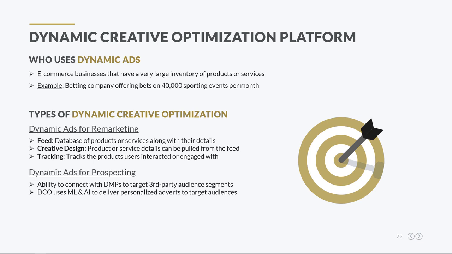Prospecting is the practice of showing ads to audiences that haven't interacted with the advertised brand yet but are likely to convert. Some dynamic creative optimization platforms can connect with DMPs, so that advertisers could use third-party data to bid on relevant audience segments. In those cases, the dynamic creative optimization platform typically uses machine learning and artificial intelligence technologies to identify the most optimal users, and then deliver personalized ads to them.